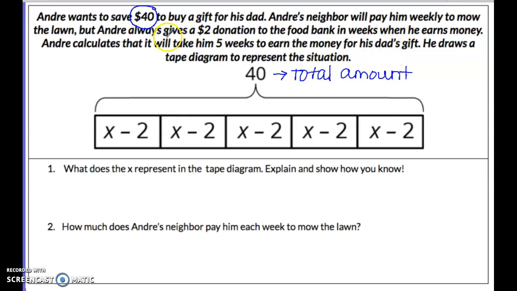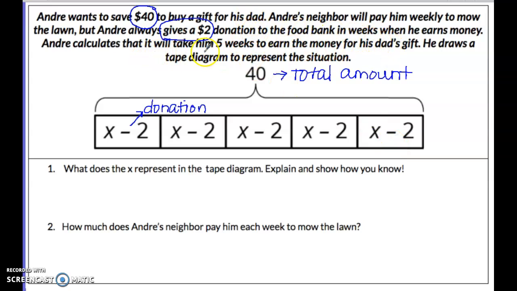I'm also gonna circle gives a $2 donation. I included the gives because that's telling me that I'm giving money, so it's being subtracted from my total amount that I've saved. I can see that right here where we're subtracting 2 each time. So that's subtracting, and I'm only gonna write it once, but each time I subtract 2, that's my donation. You can see that right here, here, and here.